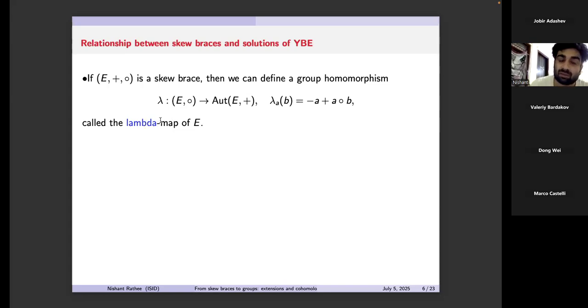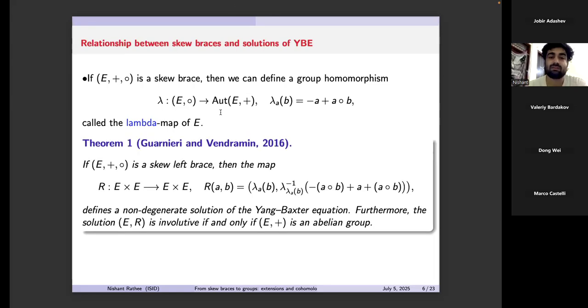So in this talk, we'll call it the lambda map. In the case of skew braces, this map turns out to be a group homomorphism, and we call it the action of the multiplicative group on the additive group. So this is a very fundamental theorem which connects skew braces to the Yang-Baxter equation.